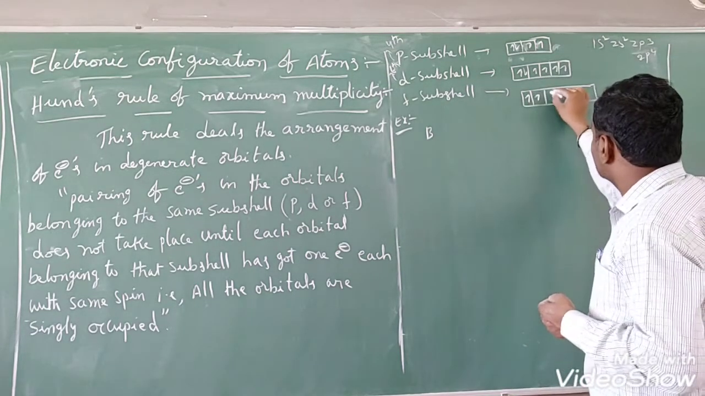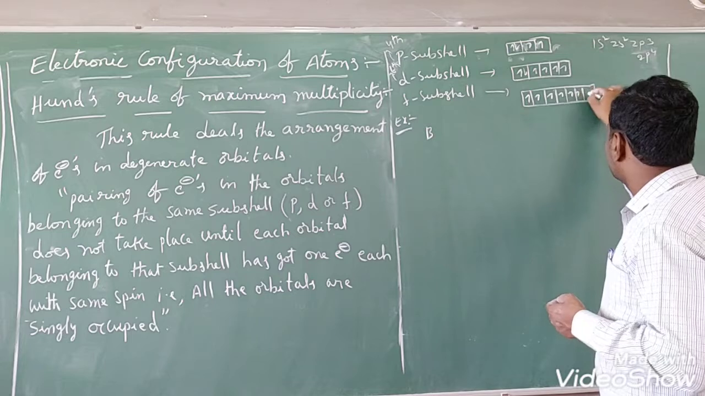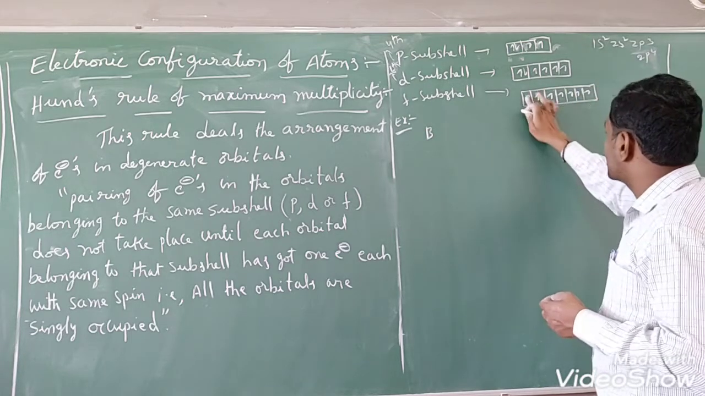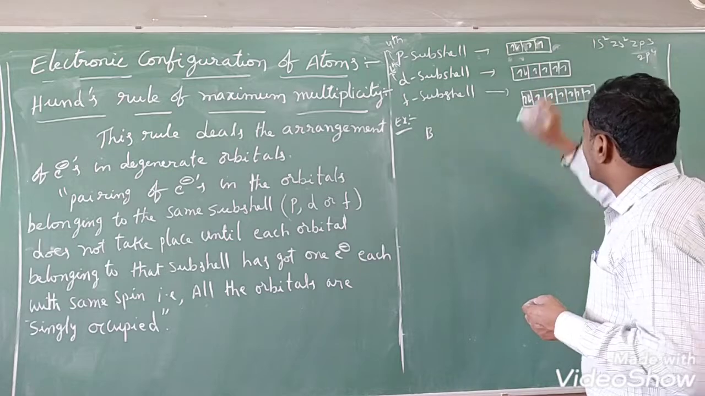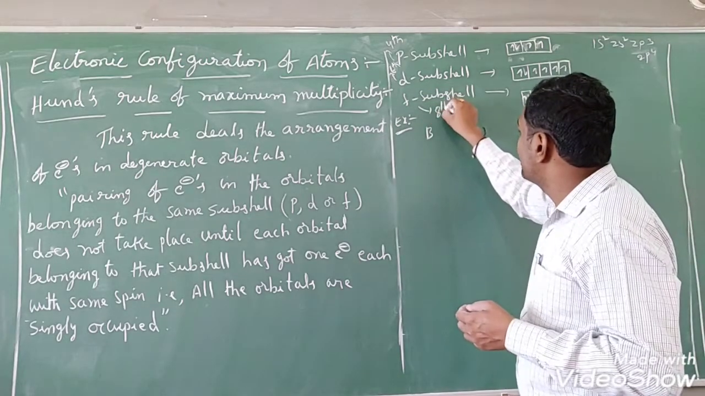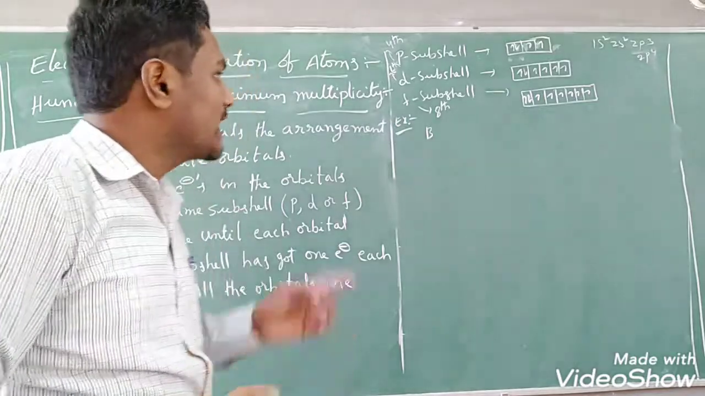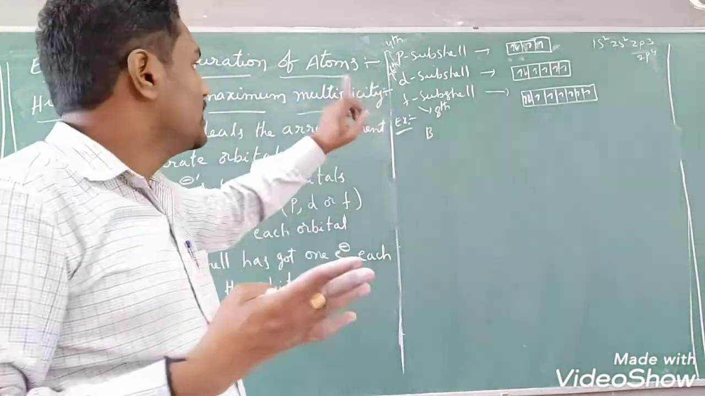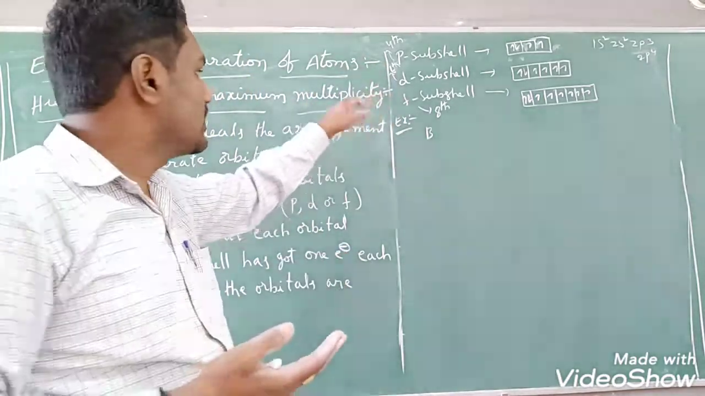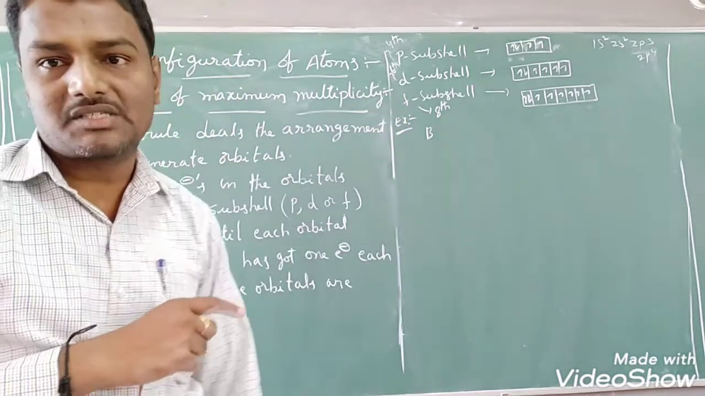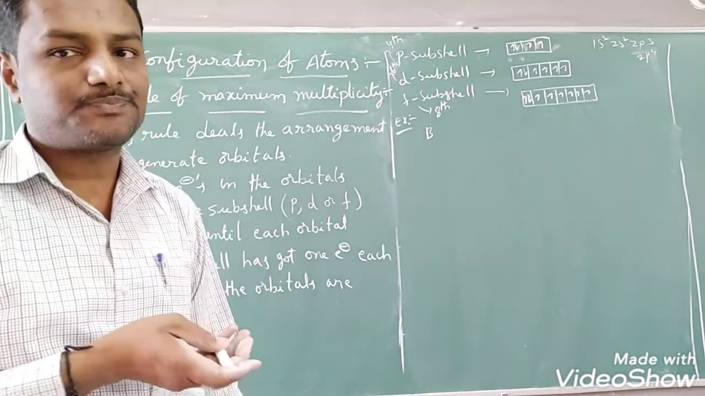In the case of the f subshell, first you should enter 1 electron in each orbital. There are 7 orbitals, so 7 electrons, right? So the 8th electron's pairing takes place in the case of the f subshell. So pairing of electrons takes place with the 4th electron in the p subshell, the 6th electron in the d subshell, and the 8th electron in the f subshell, right? So that we have to keep in our mind.